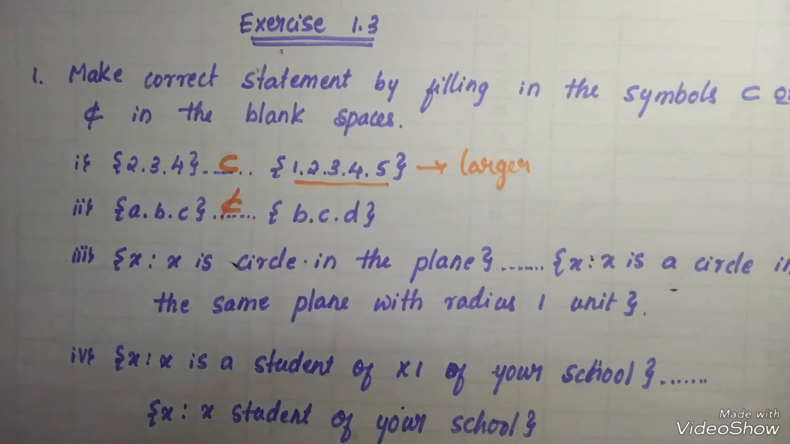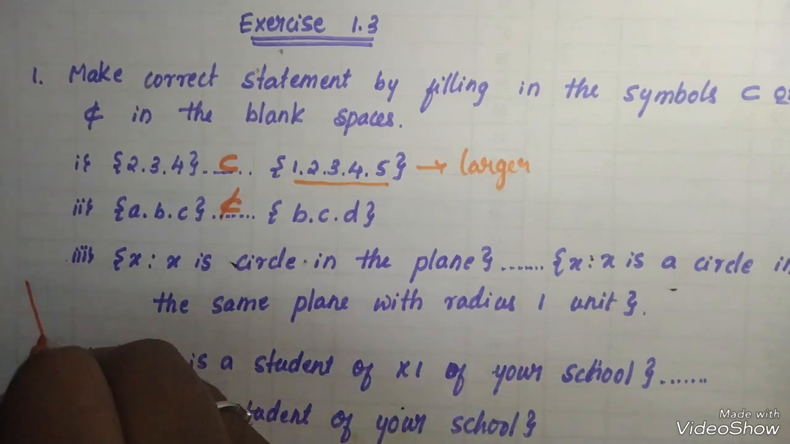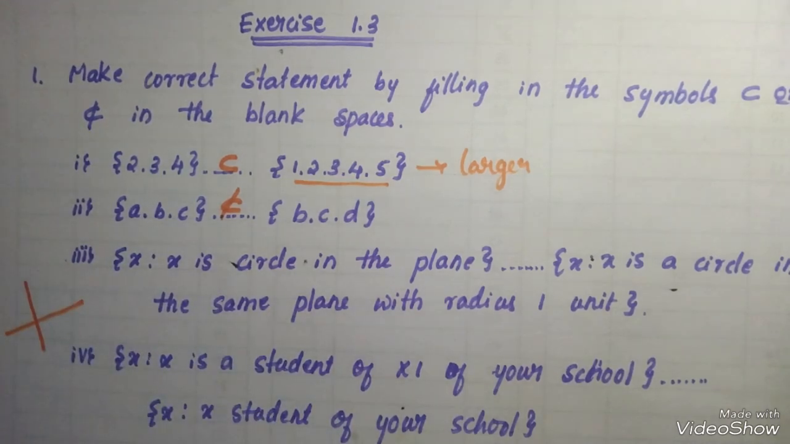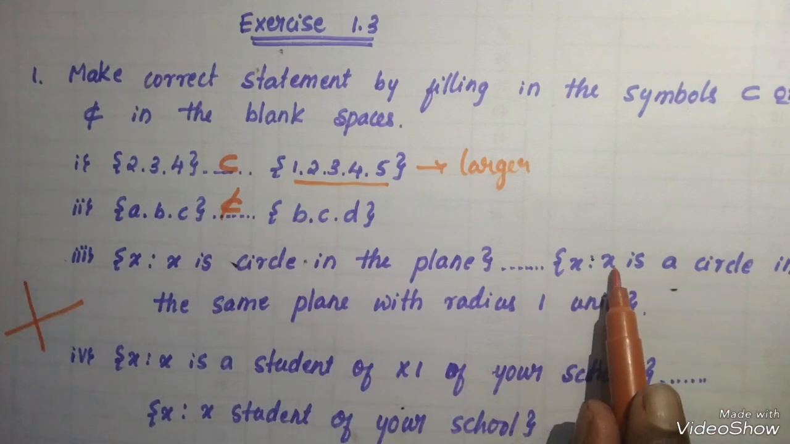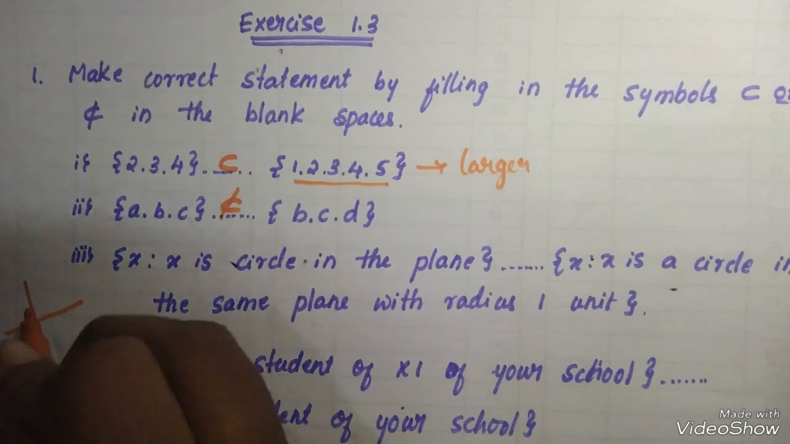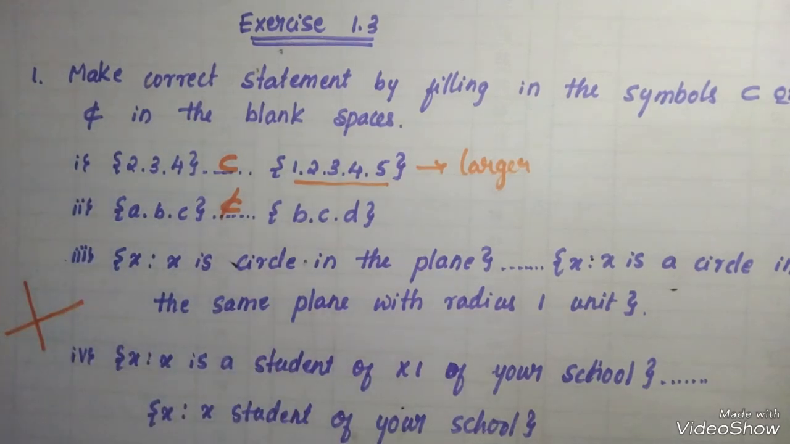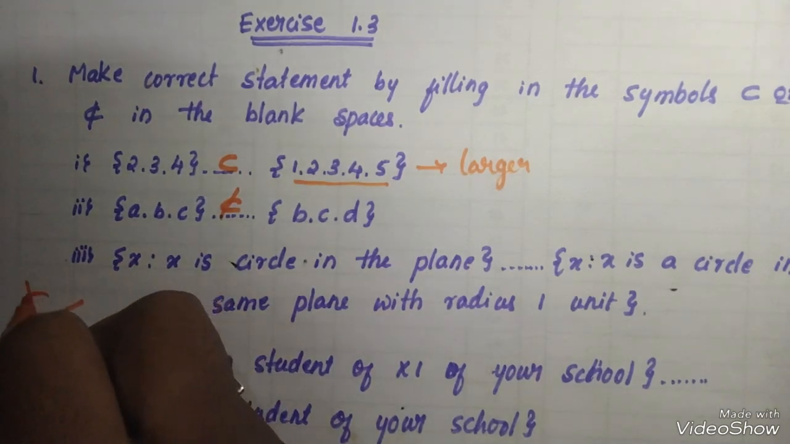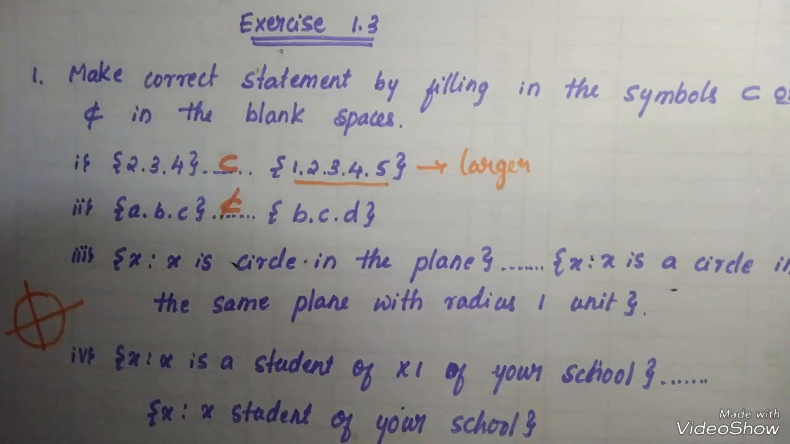Again, X is a circle in a plane. Here I have considered the XY plane. X is a circle in the plane. Then the main set is X, a circle in the same plane with radius 1 unit. It means wherever we draw a circle in a plane, it is of radius 1 unit.